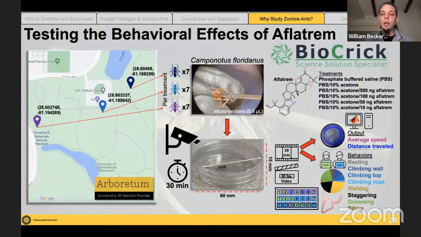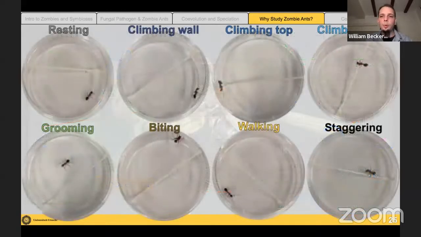And we used a combination of computational computer science and manual observation to try to figure out if aflatrem causes these types of drunkard walk activities in ants. And here's what we found. So here's a list of the 8 different behavioral manipulations that we saw in the ants.